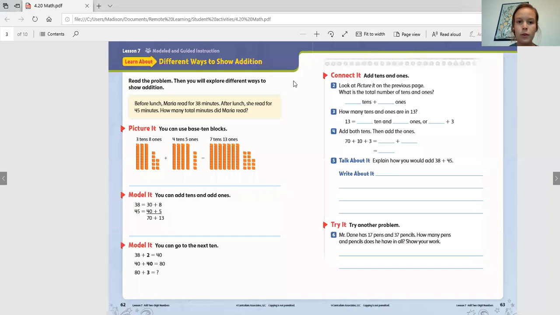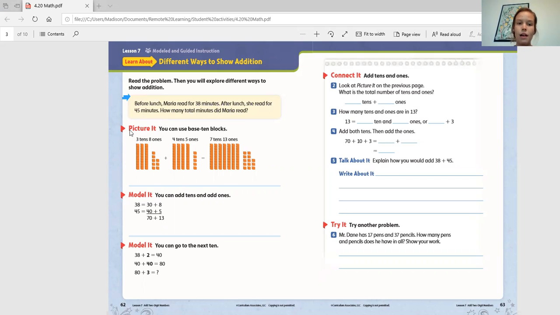Okay, so let's work through a few more problems to make sure that we got what we are learning. So over here, let's read our problem first. Before lunch, Maria read for 38 minutes. After lunch, she read for 45 minutes. How many total minutes did Maria read?